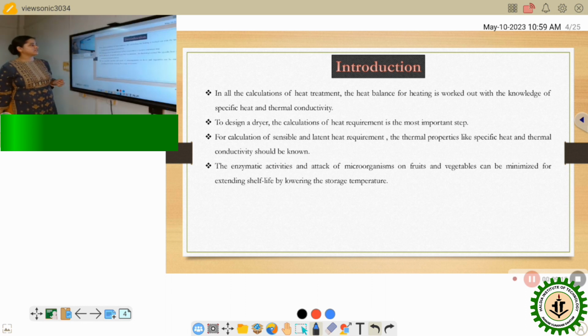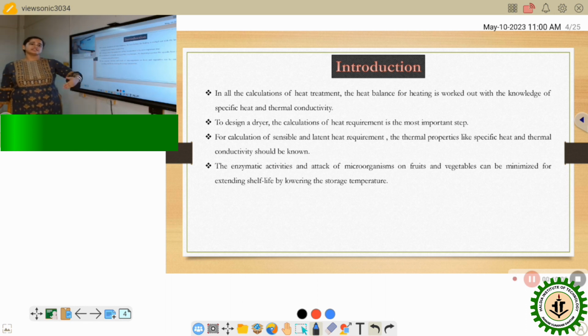To design a dryer, the calculation of heat requirement is the most important step. So for designing a dryer, I need to understand the mechanism of heat transfer I want to give or achieve. Then which kind of food material I can keep within the dryer, what are the limitations or heat tolerance of those food materials, and what kind of material I need to construct a proper dryer. So all these things are needed. Then for calculation of sensible and latent heat requirement, the thermal properties like specific heat and thermal conductivity should be known.